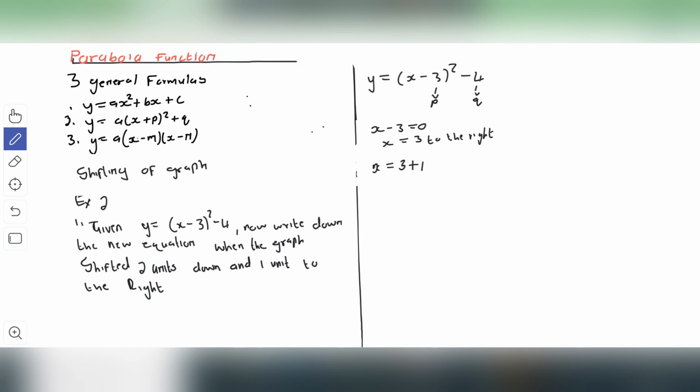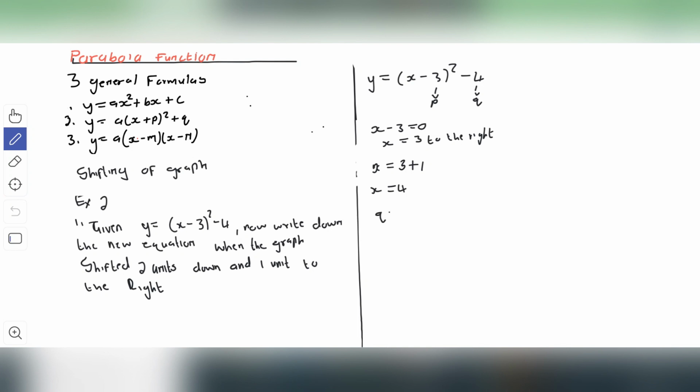If it was 1 unit to the left, then we would subtract: 3 - 1. But now it says 1 unit to the right, meaning we need to add. Therefore we found that our answer is 4, right? The x value is 4. So now we come to q.